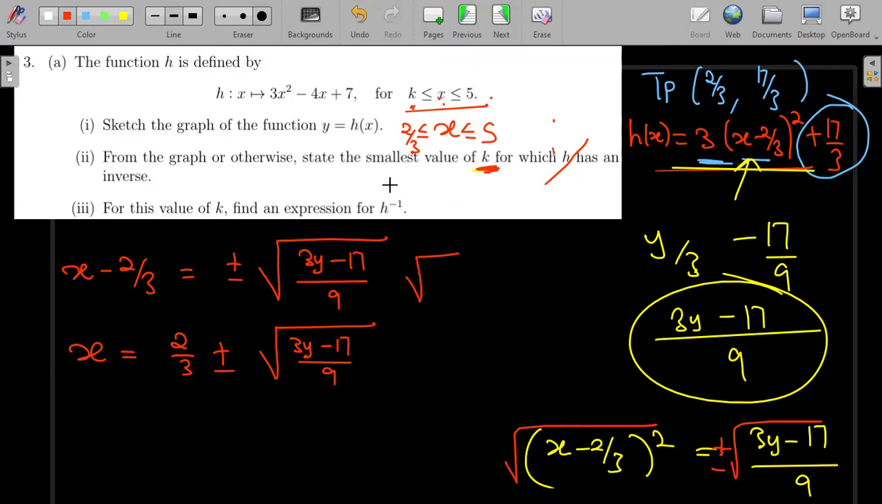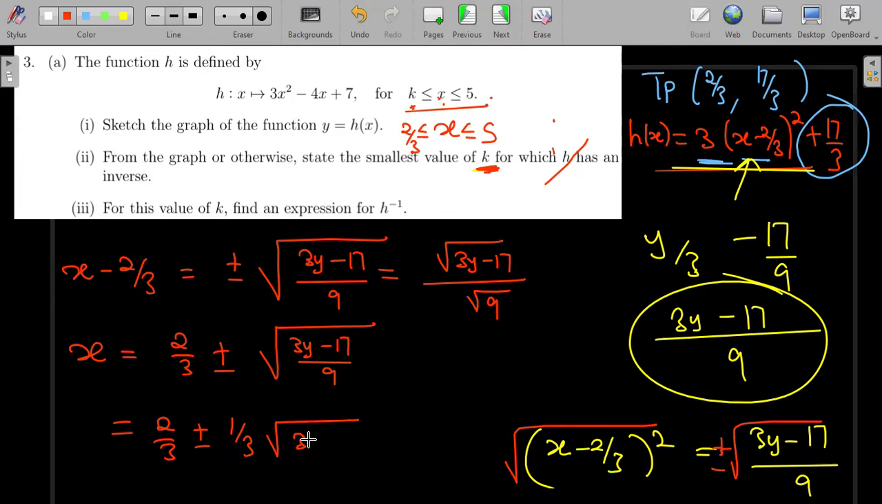Now here I can distribute the root on this part. It can be root of 3y minus 17 divided by the root of 9. But the root of 9 is 3, so down here I have 3, and I can put the 3 in front. So what I have is 2 over 3 plus or minus 1 over 3 times the root of 3y minus 17. So this is what I have here.